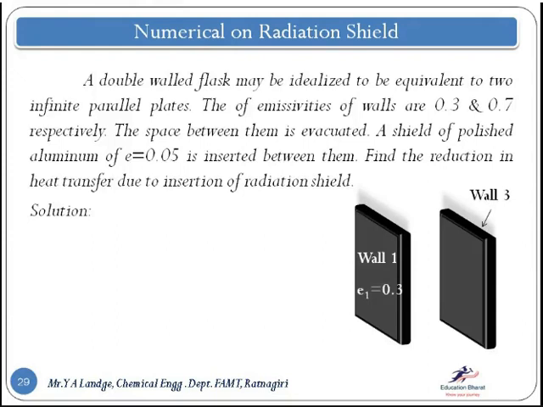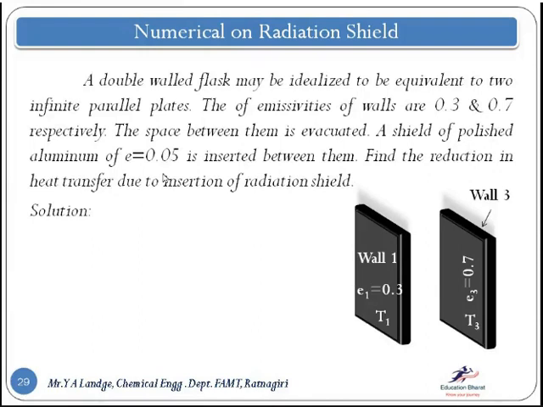Let's consider E1 is the emissivity of the first wall, and the temperature of the first wall is T1. The emissivity of this third wall is 0.7, and its temperature is T3. So this is the condition. Though the temperature and the area are not mentioned, we are only interested in finding the reduction in the heat transfer. We can find it in terms of percentage.